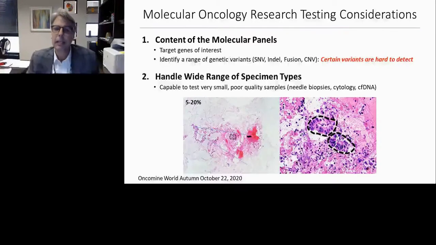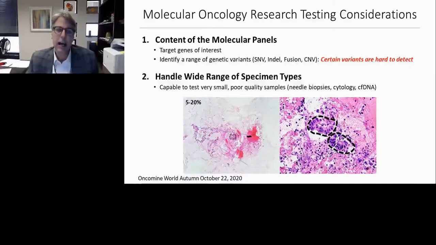So in a molecular oncology research lab, there are a couple of considerations you have to evaluate when you're setting up a panel. One is the target genes of interest for your panel. A lab needs to be able to detect a wide range of genetic variants. This includes single nucleotide variants, insertion deletions, fusions, and copy number variations. And as we all know, some of these variants are hard to detect.